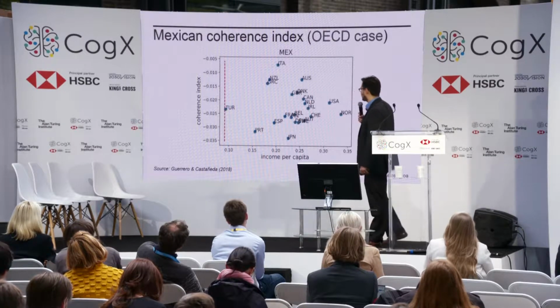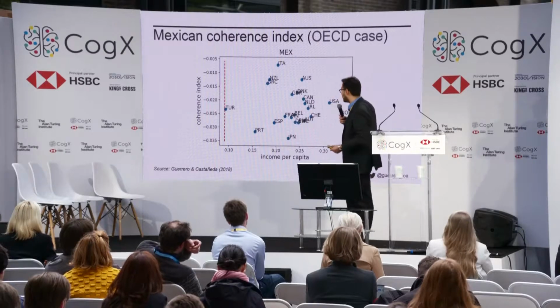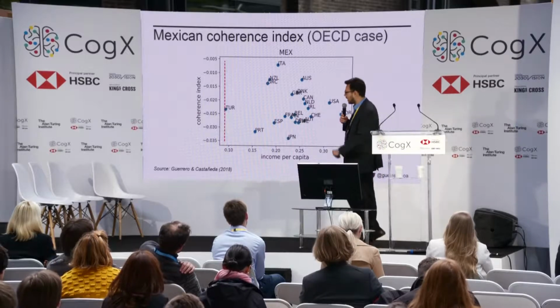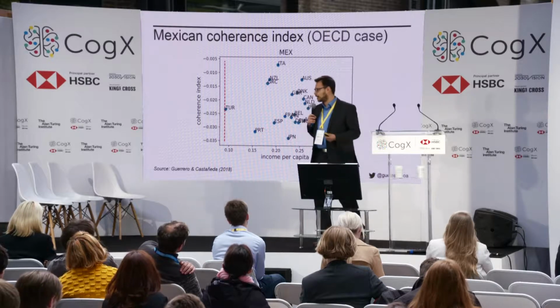So here's the answer. On the horizontal axis, we have plotted the countries of the OECD according to their income per capita. And on the vertical axis, you have the coherence index for Mexico trying to imitate each one of these countries. The result is that Mexico has not been coherent. Not at all. Now, as a Mexican, this was not surprising, to be honest. But maybe I was expecting at least a positive correlation, because that would mean that at least Mexico has been making the effort to be coherent with the most advanced nations, which is not the case. So very disappointing.